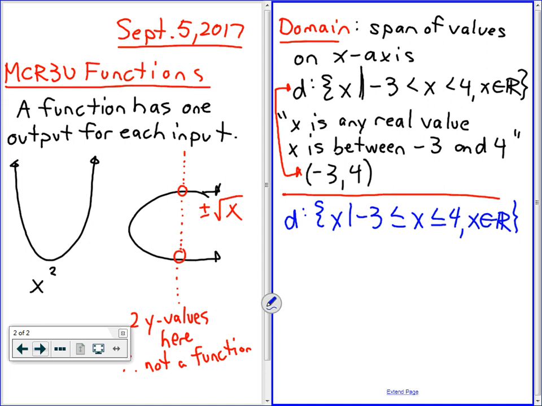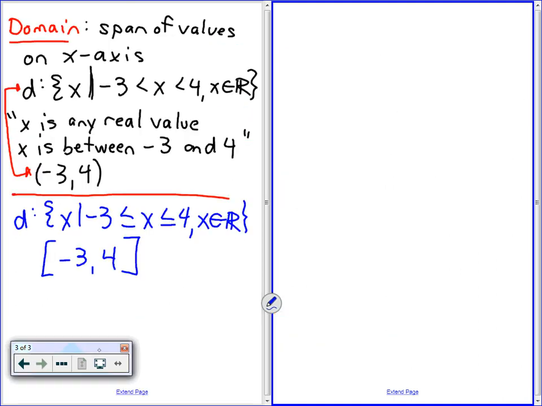So for this one here, it doesn't quite hit -3, but it comes close. And it doesn't quite hit 4. This one it does. The way your textbook will write this is this. This is why I don't like this, because it's confusing. Square brackets means it hits the number, and round brackets means it comes close but doesn't touch it. All right. Finally, I'm going to do one more, and then we'll move on to some examples here.